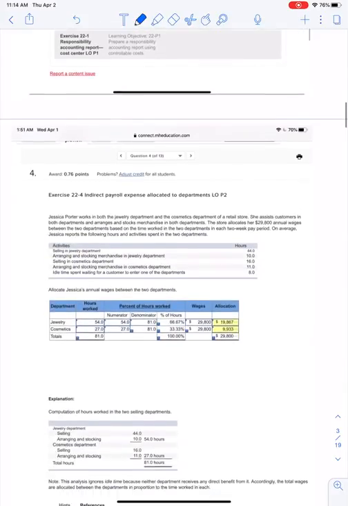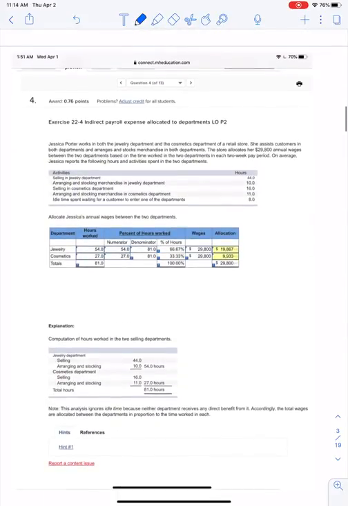So now in the next question, we're going to look at what do we do with those indirect payroll expenses. So in this case, it tells us Jessica Porter works in both the jewelry department and the cosmetics department of a local retail store. She assists customers in both departments and arranges and stocks merchandise in both departments. So this sounds like to me she works in two departments, and we're going to need to allocate her wages between both departments. So let's see what the question tells us to do.